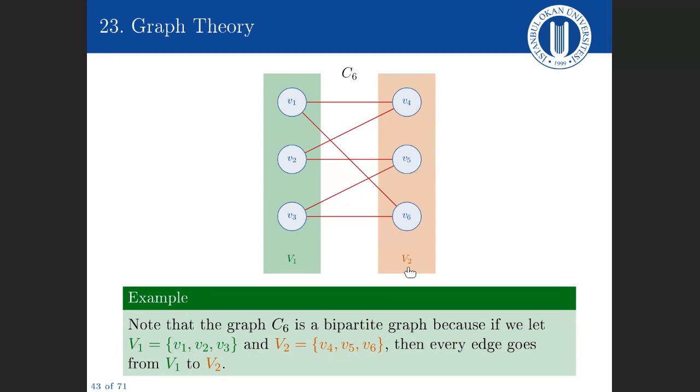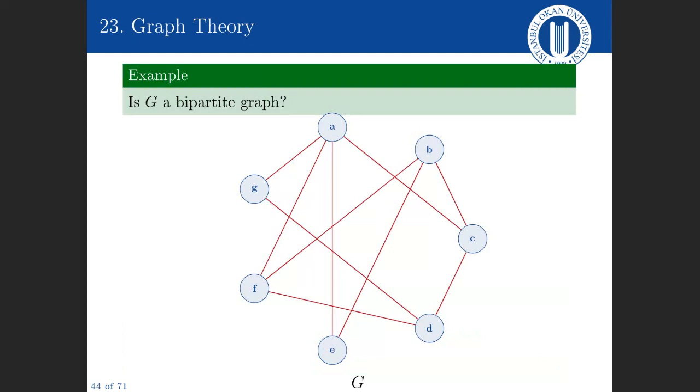Note that all of the edges go from the left to the right. There are no edges which connect a left vertex to a left vertex, and there are no edges which connect a right vertex to a right vertex. This graph is bipartite. An example is this graph. Bipartite.